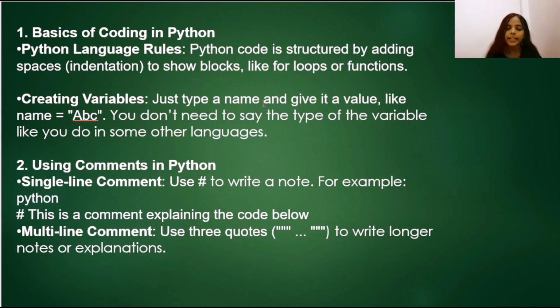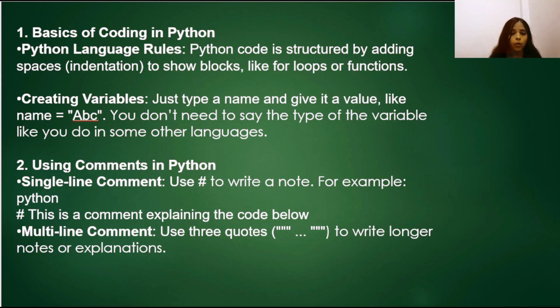Now, creating a variable. How to create a variable in Python? We just type a name and give it a value. Like here, name is a variable which is storing ABC, that is a string type. The main thing is that we don't need to declare the type of the variable like we do in other languages, where we declare int type variable or string type variable, but we don't have to do this in Python.